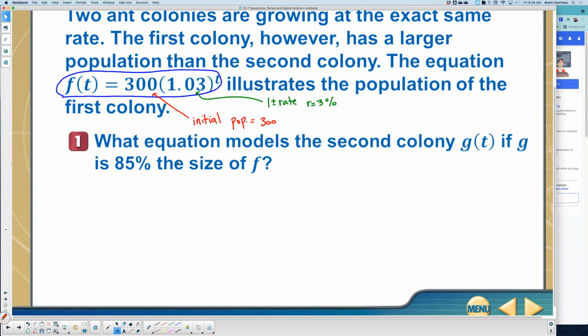So it's changing population because also, go back up to this first sentence. 2 ant colonies are growing at the exact same rate. So the rate does not change. What's changing is the initial population. So if G is 85% of the F, we take the 300 and say, what is 85% of 300? So 85 times 3.